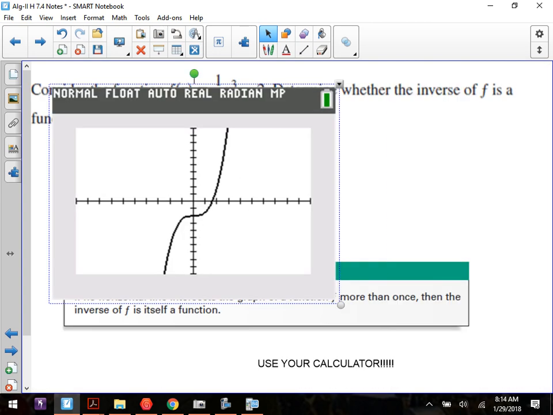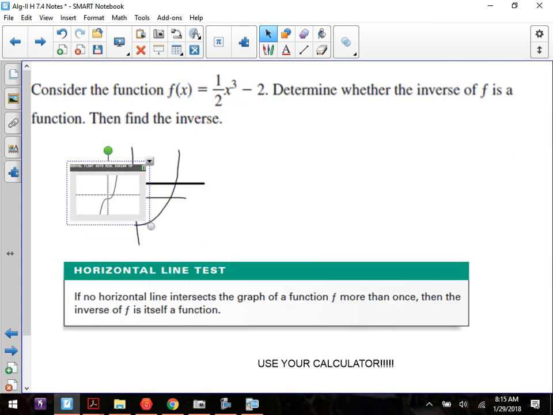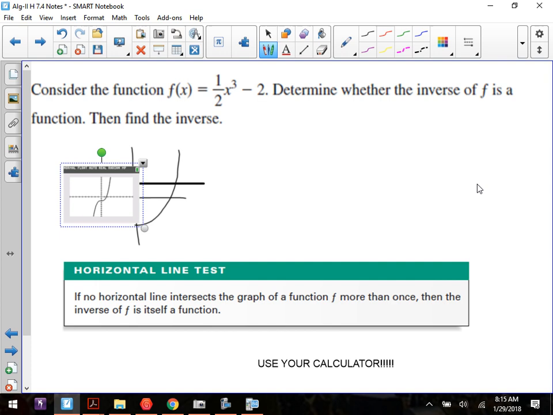So if we look at what that would be, I have y equals 1/2 x cubed minus 2. If I flip-flop them, I get x equals 1/2 y cubed minus 2. To resolve for y, add 2, multiply by 2.